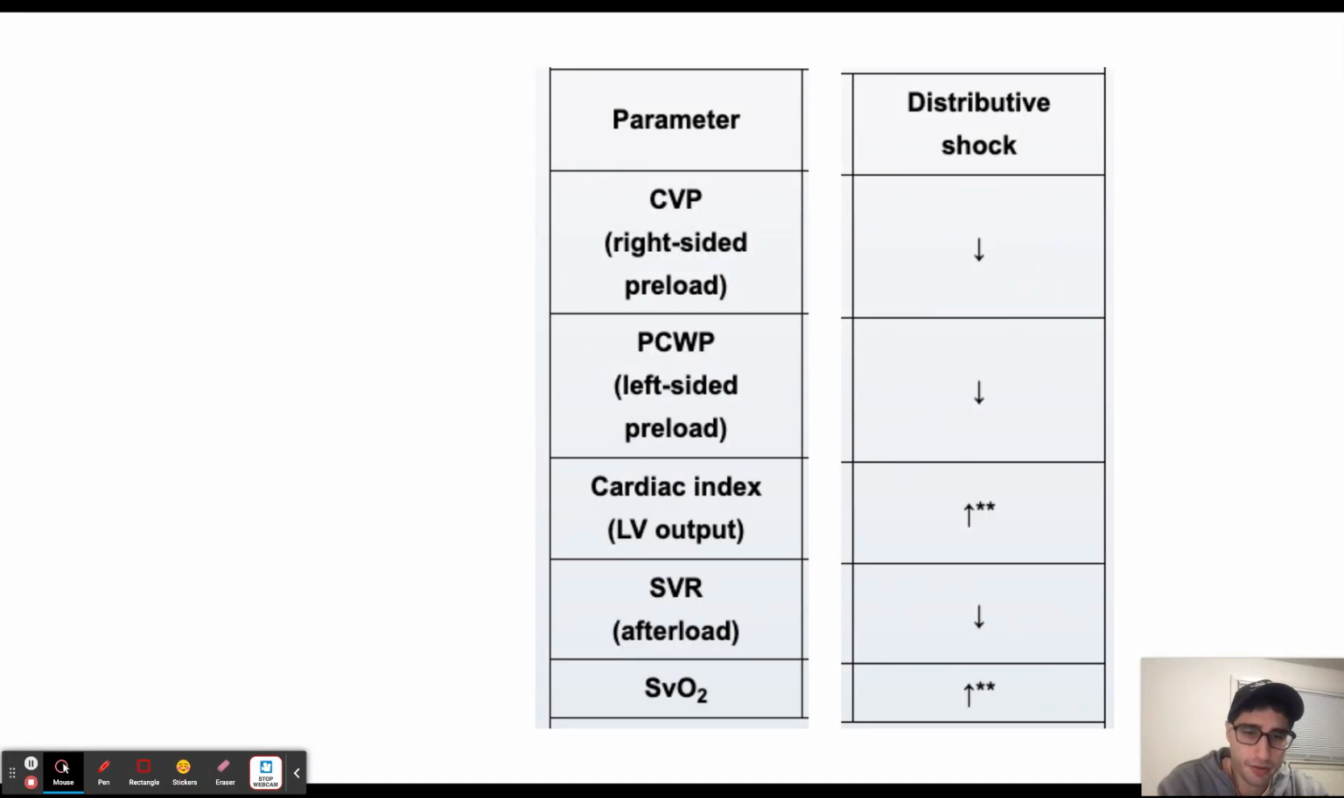Hello everyone, in this video we're going to be discussing distributive shock. The most common cause of distributive shock is going to be septic shock. The other causes are going to include neurogenic shock and anaphylactic shock.